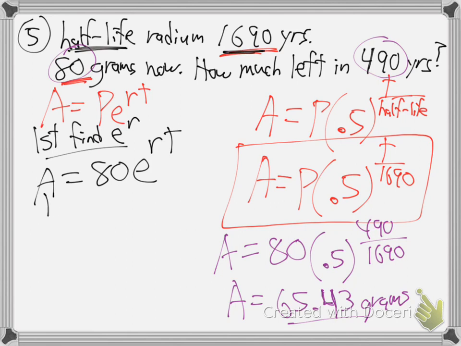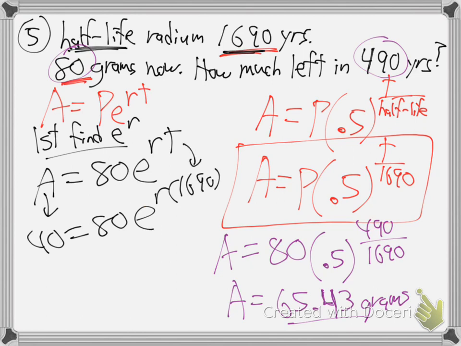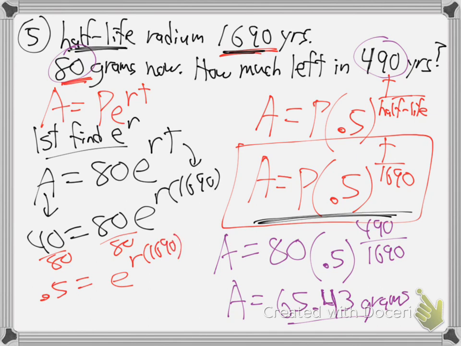So that means the amount will be half the original. What's half the original? 40. When the time is 1690. I'm just showing you where I came up with this handy-dandy formula. So how would you solve that? You would divide by the 80. Guess what 40 over 80 is? You know, 0.5 equals e to the r times 1690. Now how do you get rid of that? You want to keep the e, you want e to the r, you want to just get rid of the 1690, so multiply by 1 over 1690. 1 over 1690 cancels out. So e to the r is 0.5 to the 1 over 1690.